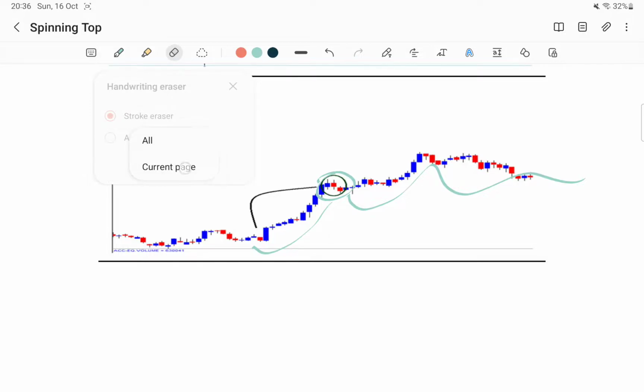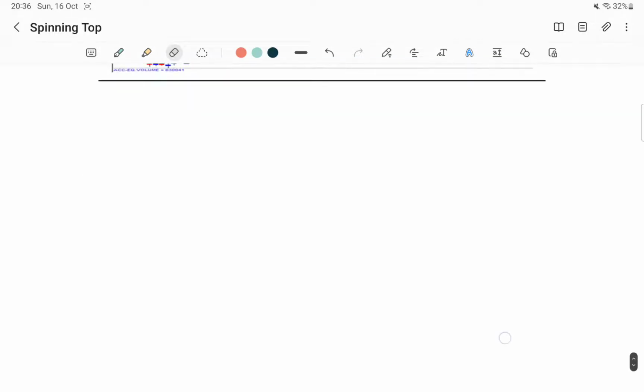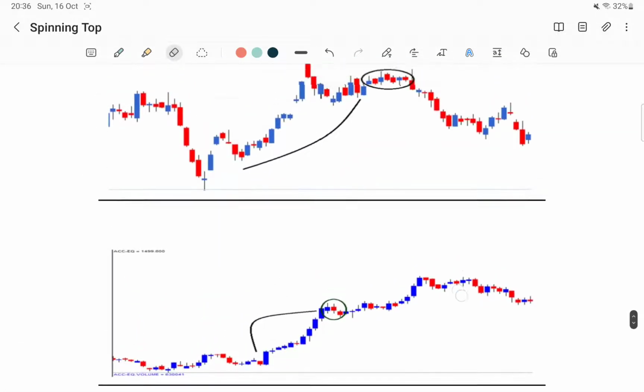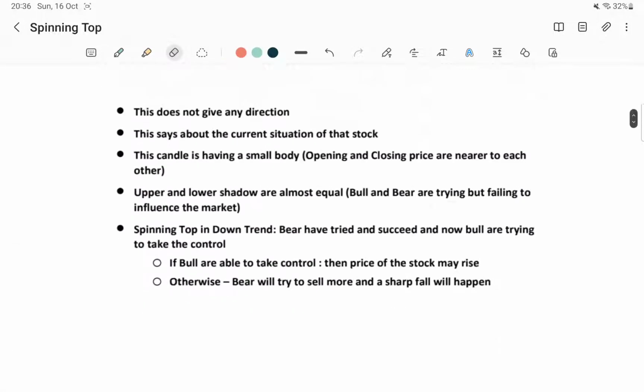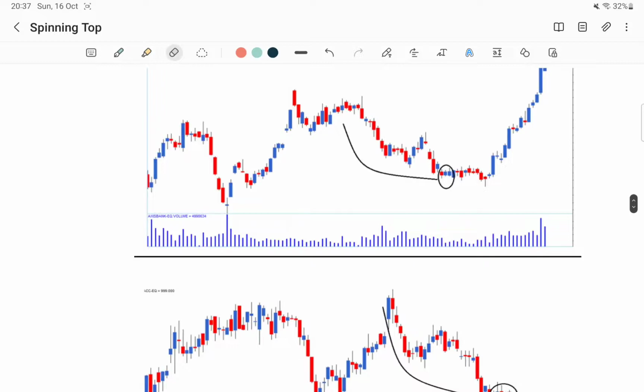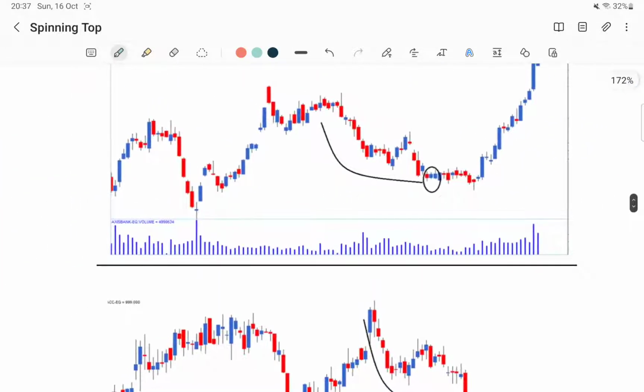we can clearly see the spinning top does not say what is going to happen in the market, but it says there is an indecision in the market. Whenever a spinning top is getting created, there is an indecision in the market. Market participants have to decide. Before a cyclone, there is basically a silence we normally see in the environment. So this is basically called a spinning top. Before any big move, we normally see a spinning top.